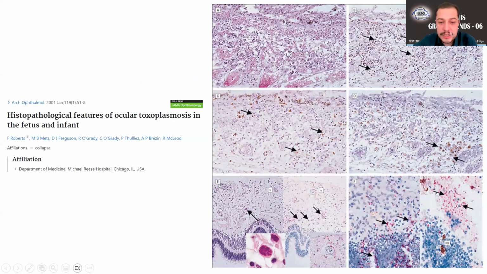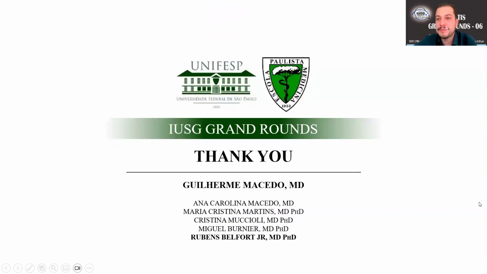Here in the picture E, you have very similar images. We have the tissue cysts of the T. gondii, and also we have the thrombosis due to occlusive vasculitis. That's it. Thank you.